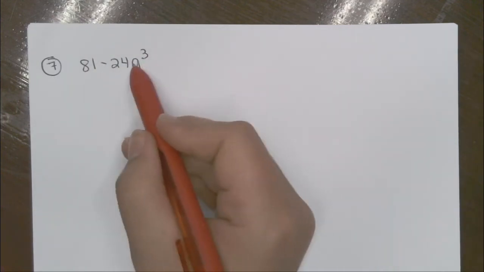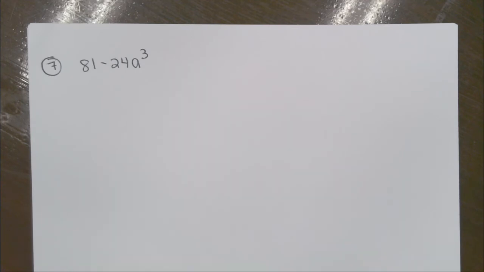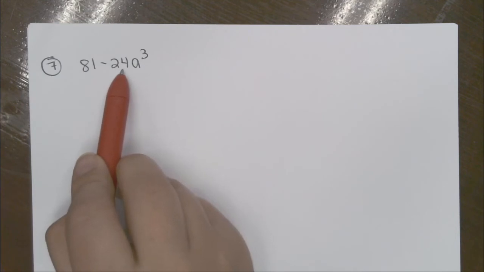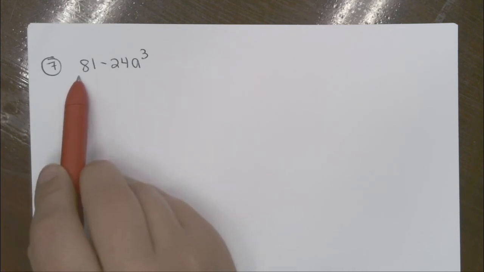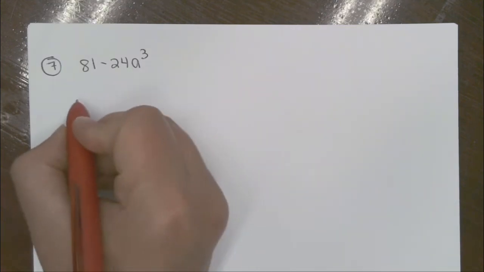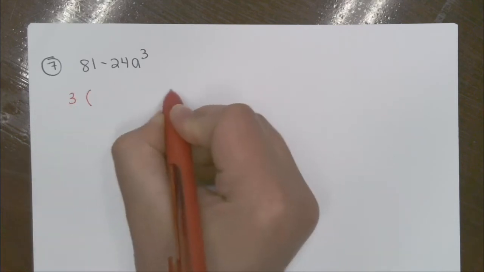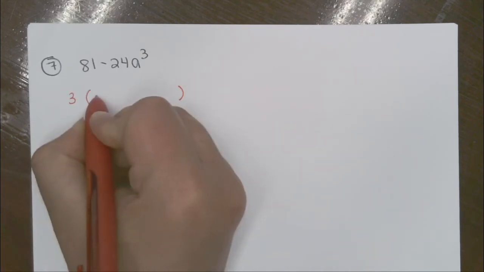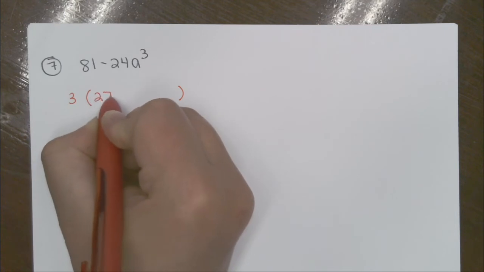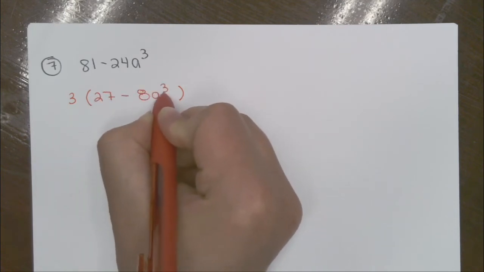Okay, so we have 81 minus 24a cubed. The a cubed is kind of like your q, right? It's kind of like, hey, perhaps you're doing something with a cubic. The only thing is 24 is not a perfect cube. 81, maybe, but I think 81 is squared. So we need to see if there's a GCF that can come out. Anyone can help me with the GCF? 3? Okay. What is left over? 27 minus 8. Beautiful. Thank you.